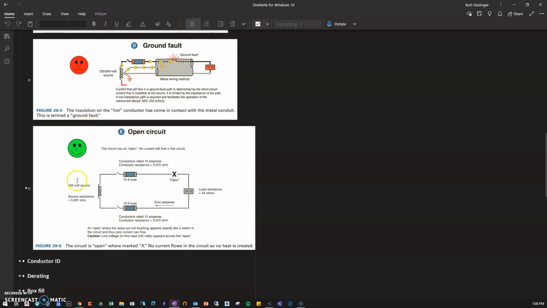And then this one kind of drives me nuts, the last one, open circuit. So here we have everything's fine, looks just like the normal circuit, except somehow this becomes open. It becomes disconnected.